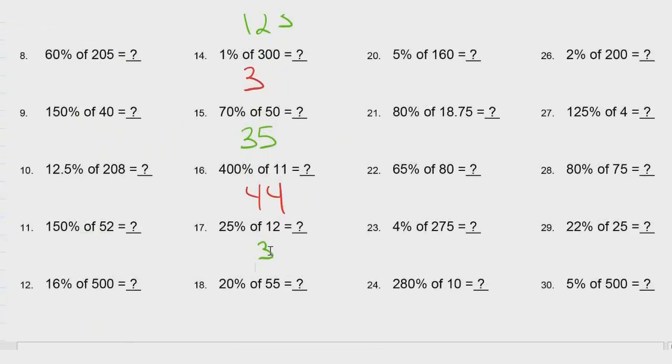Problem 18 is 20% of 55. So we say 20% of 55. If the decimal is not in sight, it's on the right. We move it 2 spaces to the left. Always 2 spaces to the left to change a percent to a decimal.